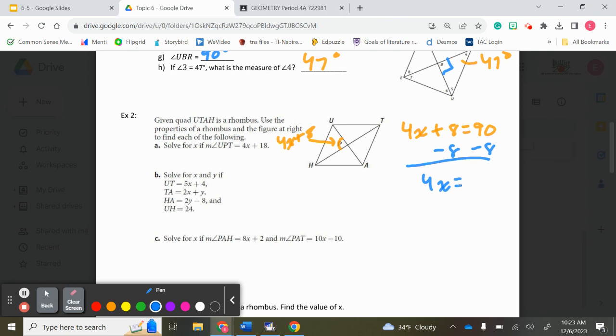I'm going to subtract the 18 from each side, leaving me with 4x equals 72. I first misread it as 8, but it's 18, not 8. Sorry about that, I was wondering why this wasn't working out. Now it makes sense. So this will be 72. Divide both sides by 4. X will then equal 18 in this case.